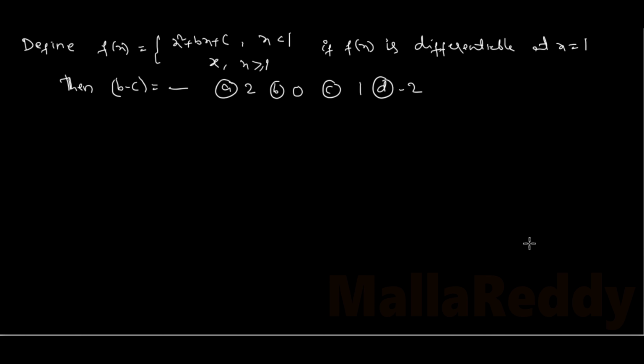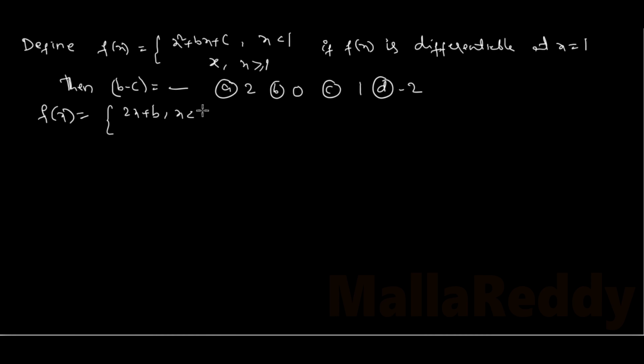Define f of x is equal to x square plus bx plus c, x less than 1, and x, x greater than or equal to 1. If f of x is differentiable at x is equal to 1, then the value of b minus c is equal to dash. Here f of x is a differentiable function at x is equal to 1. Take differentiation: x square derivative is 2x, plus bx derivative is b, plus c constant.